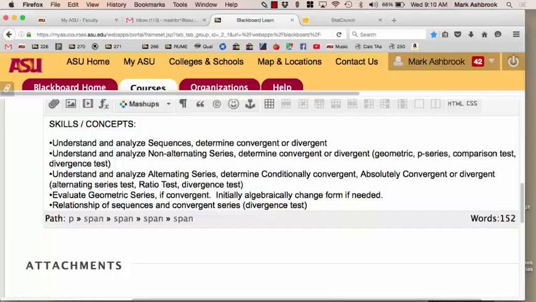The sequence must go to 0. If the sequence goes to 0, then does the series converge? Maybe. Some of them do, and some of them don't. So the divergence test says that if the sequence goes to a non-zero number or diverges, then what about the associated series? Diverges. You need to understand why, though.